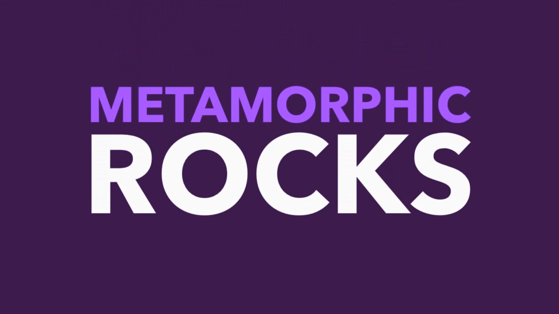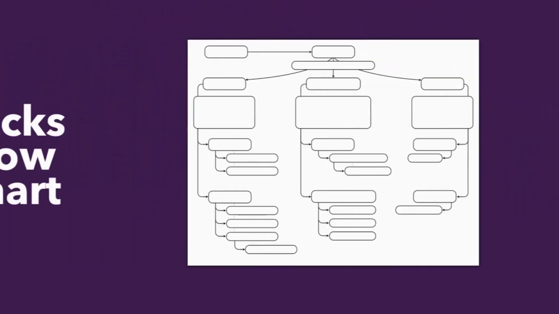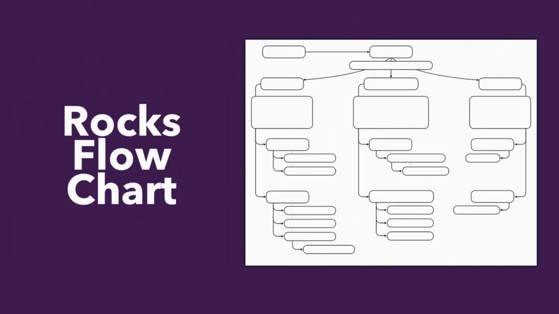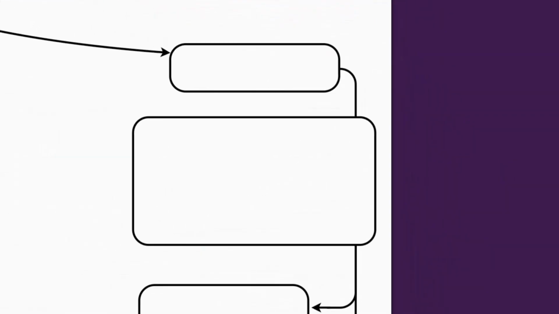All right, in this video we're going to be talking about metamorphic rocks. Please get your rocks flowcharts ready so we can fill in our final third column. Now, recall, rocks are classified according to how they form. Igneous form from cooling and solidified magma. Sedimentary form from compacted and cemented sediments.